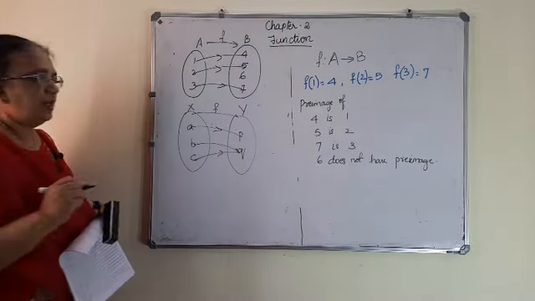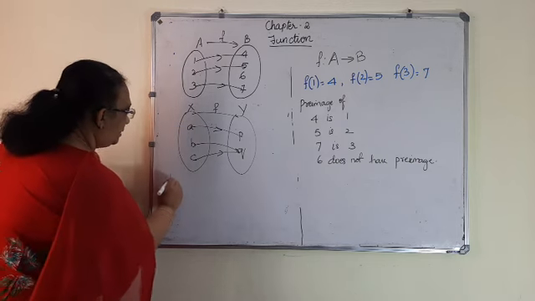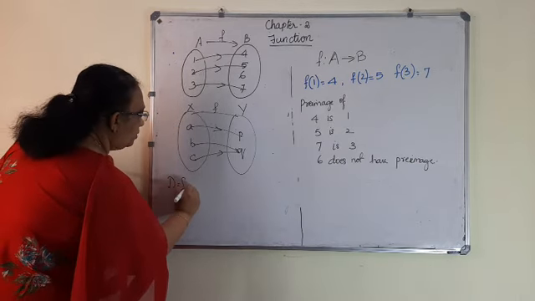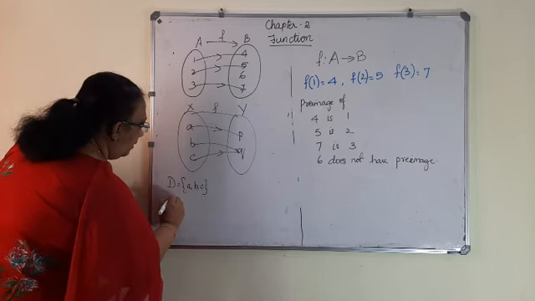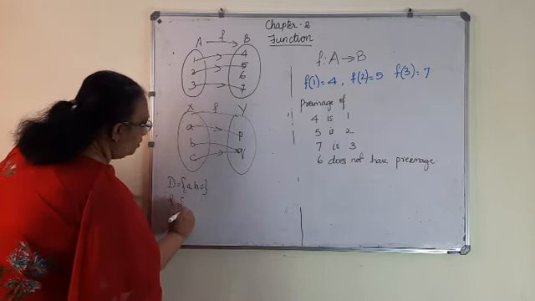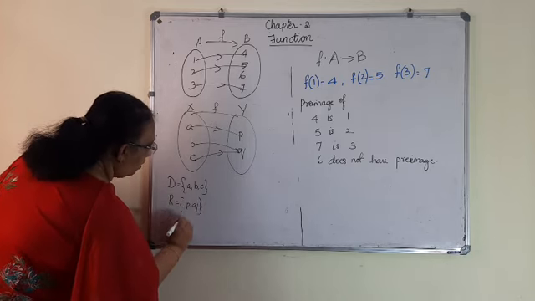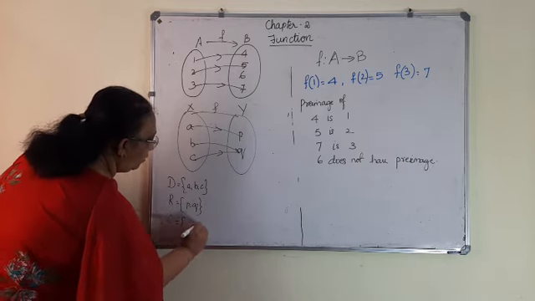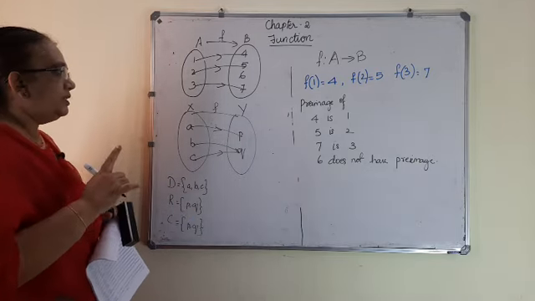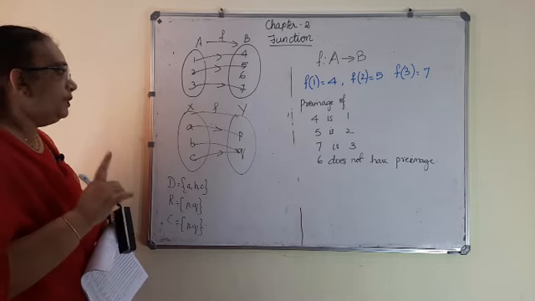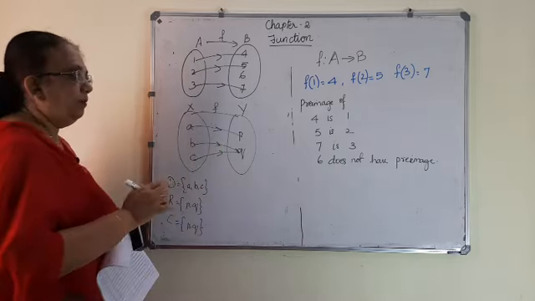Is this a function? The domain set is equal to set A, B, C. The range set is equal to set P, Q, and the codomain set is also equal to set P, Q. Now my question is, is this a function? The condition is that every element of the domain should have exactly one and only one image.